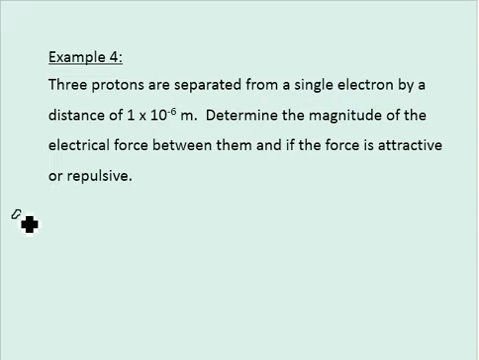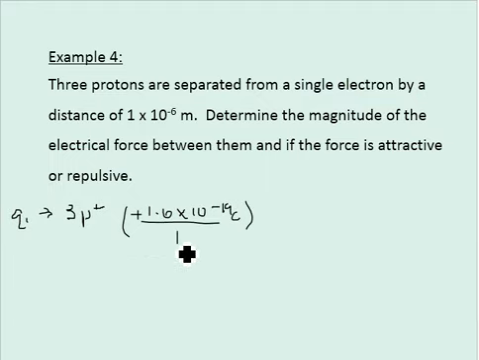So for here, your Q1 is going to be caused by your 3 protons. So before you can even put that into Coulomb's law, you have to figure out the charge on those 3 protons. So we still use our fundamental charge of 1.6 times 10 to the negative 19th. It's positive because it's a proton. Per proton would tell us that this has a positive charge of 4.8 times 10 to the negative 19th coulombs.